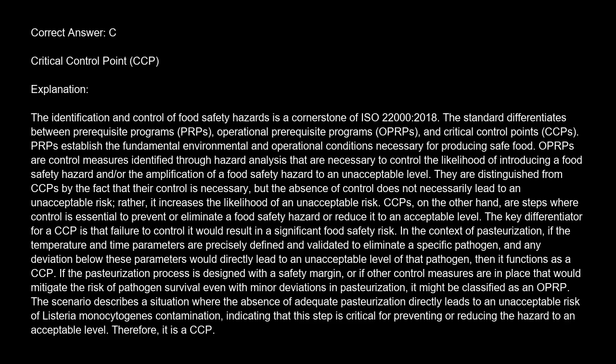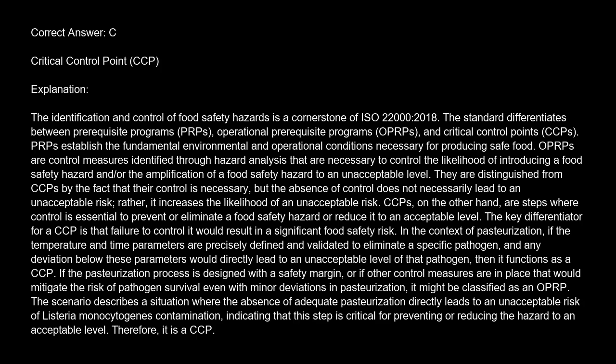Explanation. The identification and control of food safety hazards is a cornerstone of ISO 22000-2018. The standard differentiates between prerequisite programs (PRP), operational prerequisite programs (OPP), and critical control points (CCP). PRPs establish the fundamental environmental and operational conditions necessary for producing safe food. OPP are control measures identified through hazard analysis that are necessary to control the likelihood of introducing a food safety hazard or the amplification of a food safety hazard to an unacceptable level.